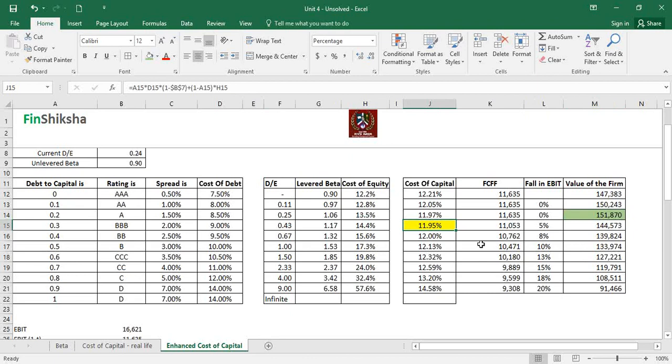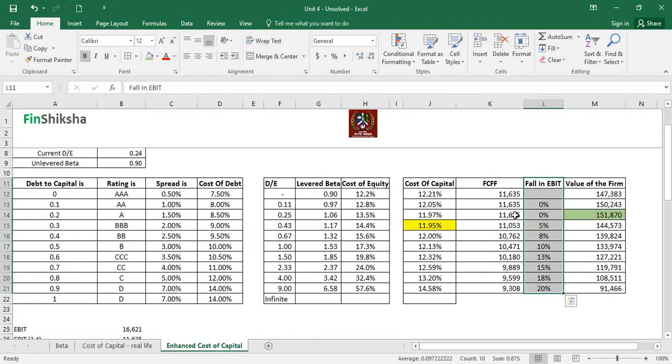Now, under the enhanced cost of capital approach, we realize that it is not necessary that the minimized cost of capital, which is at a debt to capital ratio of 0.3, is the best point for enhancing the value of the firm. The value of the firm is dependent on what's happening to EBIT levels, and it's probably important for us to see what happens to the firm from increasing debt, correct?